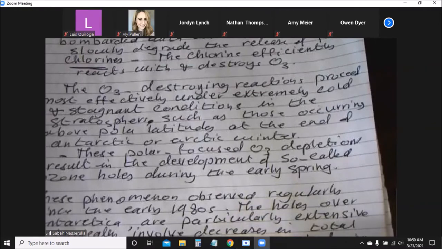And basically what happened here, it seems, is that the hole of the ozone, you can put it down for yourself here, the affected area in the northern hemisphere was much, much smaller than that occurring in the Antarctic. Did you follow that?